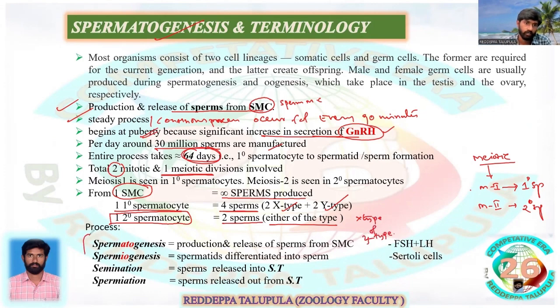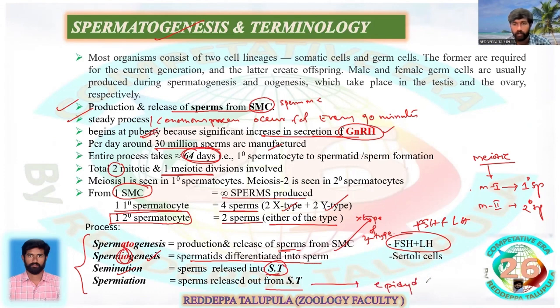Okay. Next, the terminology. What are the terms and the processes involved? Spermatogenesis is the production and release of sperms from the SMC. It is under the control of FSH and LH. Next, spermiogenesis: spermatid differentiation into sperm. Next, semination: sperms released into the seminiferous tubules, seen after spermiogenesis. If these sperms present in the lumen of the seminiferous tubule are released out from the seminiferous tubules into the epididymis through rete testis, vasa efferentia, all those things, then it is called spermiation. Spermatogenesis, spermiogenesis, semination, spermiation: these are the technical terms that we need to be thorough with.